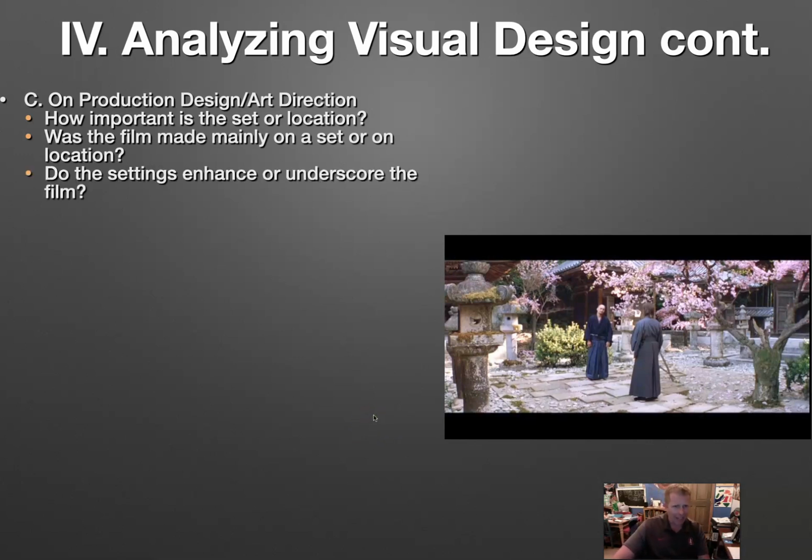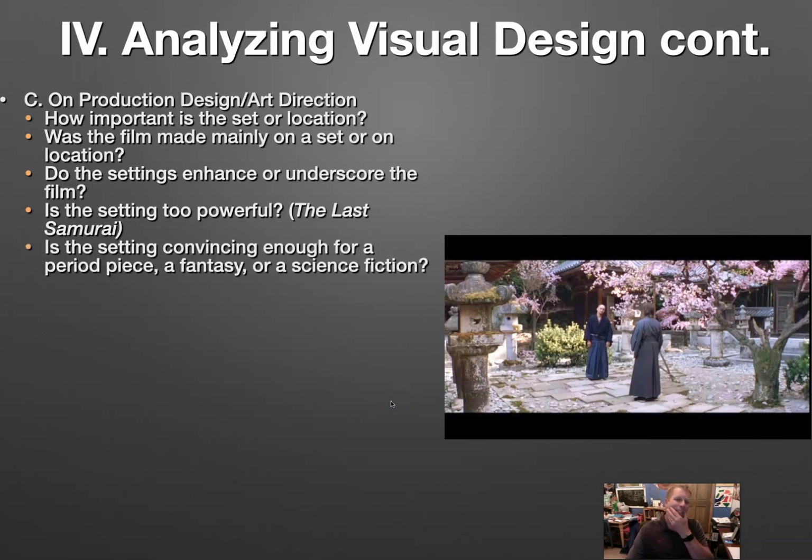Do the settings enhance or underscore the film? Sometimes when they have a challenge of filming, like Mars, they go to places like the desert of California or Utah, and so it can enhance the story. Sometimes the setting just doesn't look good. Is the setting too powerful? Have you ever seen the Tom Cruise movie, The Last Samurai? It's so beautiful. It's so gorgeous. When I watched it, I was more into the scenery. I didn't care about the story. I just wanted to go travel to Japan because it was just awe-inspiring and beautiful. Is the setting convincing enough for a period piece, a fantasy, or a science fiction? If they're filming on Mars, does it look like Mars?